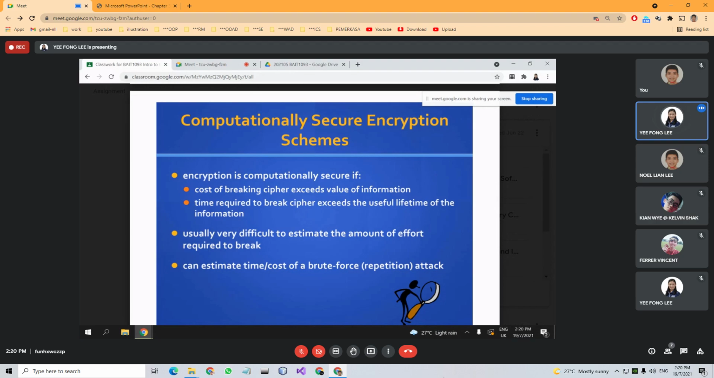So the brute force approach involves trying every possible key until the translation of the ciphertext into plaintext is obtained. On average, by using the brute force approach, we have to try half of all possible keys before we can achieve success. Still, again, it is tough to estimate according to time and cost here.